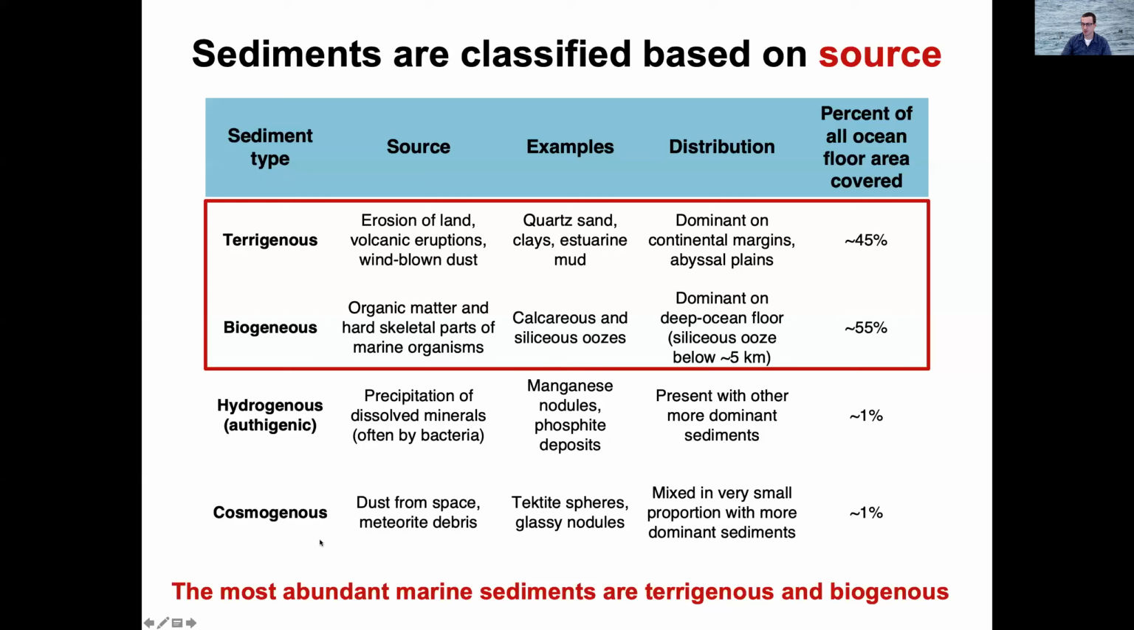And cosmogenous sediments, we're not going to talk too much about those today. This is dust from space, meteorite debris. We talked a little bit about that in the KT extinction. These are tektite spheres or glassy nodules. Essentially, they're distinct in both their origin and also they melt as they come through the atmosphere, and so they can be pretty distinctive. But they're not incredibly important to most of our large-scale understanding about the ocean, so I'm not going to get into those today.